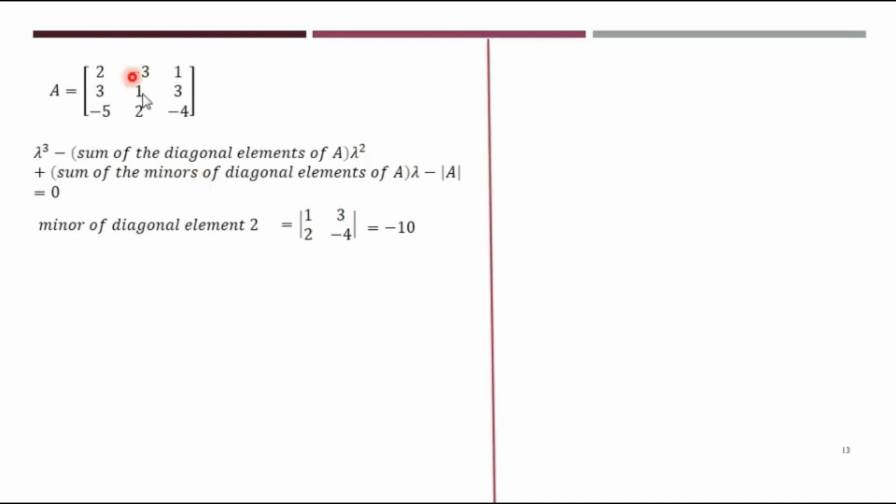Similarly, minor of the second diagonal element 1. तो second diagonal element कहाँ पे है? Second row, second column. तो हमको second row और second column छोड़ना है, बाकी का determinant निकालना है. Calculate the minor of the diagonal element 1. So it is going to be the determinant of 2, 1, minus 5, minus 4. तो क्या आएगा आंसर?